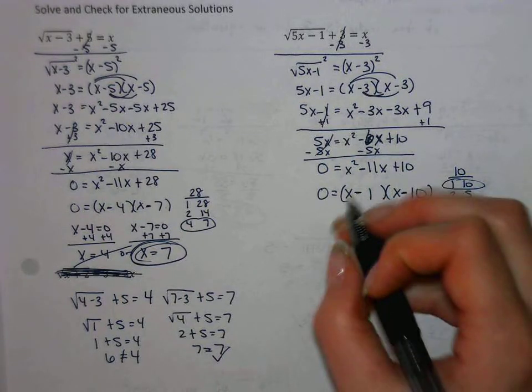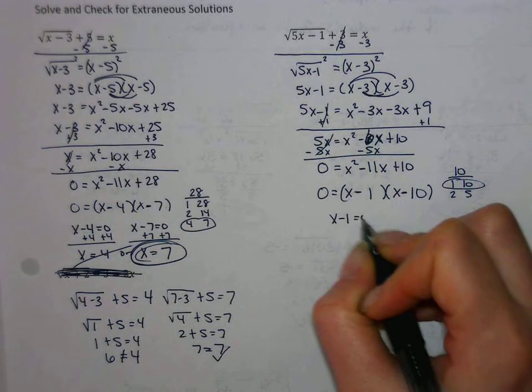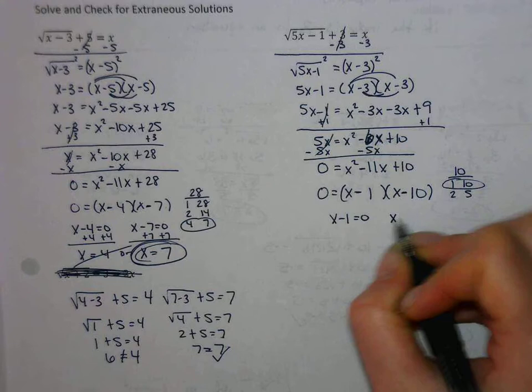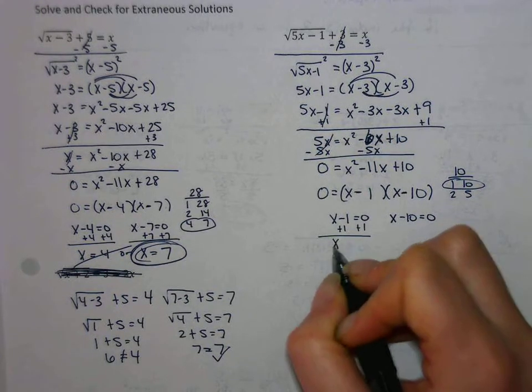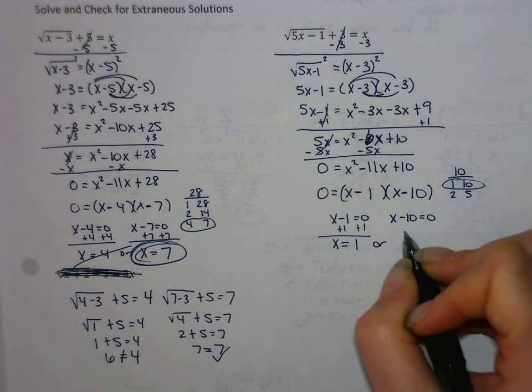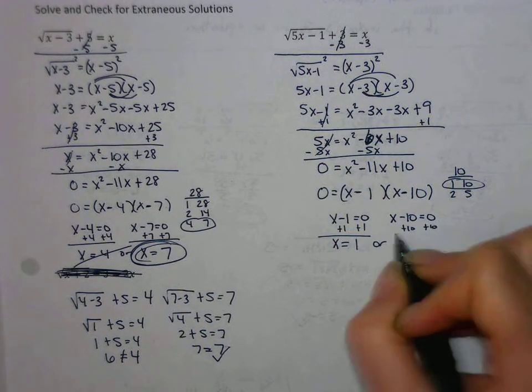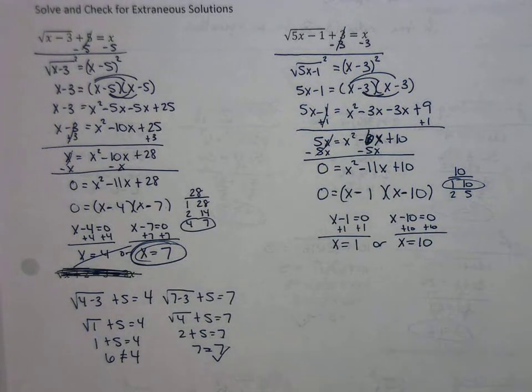So from here we're going to find our zeros. So x minus 1 equals 0. We can say x minus 10 equals 0. So if we add 1 to both sides, x equals 1, or x can equal 10. So let's check both of our solutions.